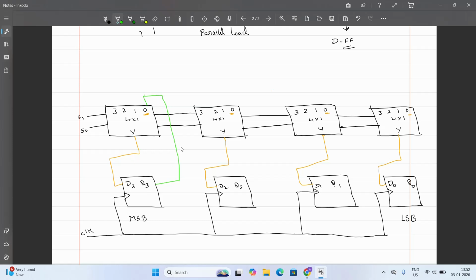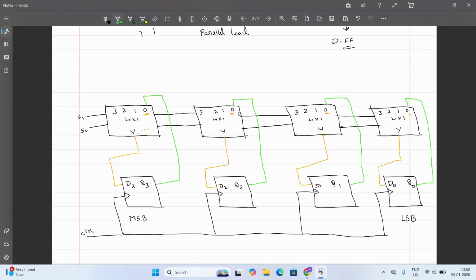Now just look, this looks like a loop. When your select line is 0, 0, I0 is selected, and it gets connected to Y. This forms a feedback loop. Whatever was in Q3 is fed back to D3, and this keeps repeating. There is no change in the output, which is what was asked in the question. Whenever the select input is 0, 0, I don't want the output to change; it should hold its previous value. So all you have to do is connect all the 0th pins of the multiplexers to the corresponding outputs.